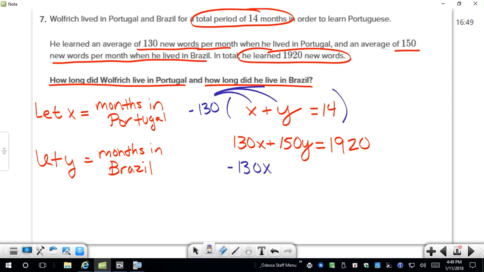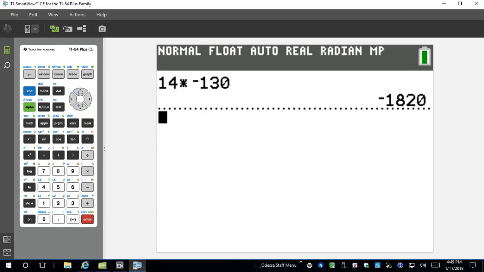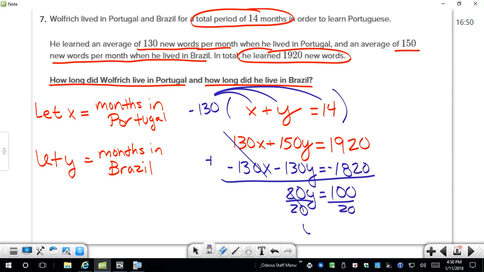And don't forget, guys, we're distributing all the way through this. Okay, 14 times negative 130 is negative 1,820. So remember, guys, we're going to go ahead and add these, and we should get that elimination effect, which we do with the x's. 150y plus a negative 130y gives us a 20y. 1920 minus 1820, that's going to give us 100. We've got a one-step equation to solve. And we're going to get y equals 5.